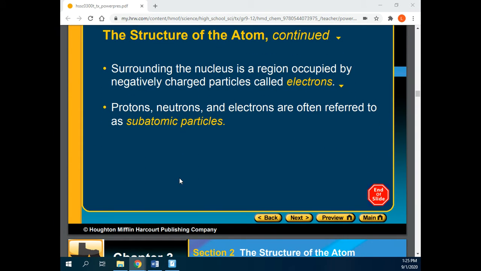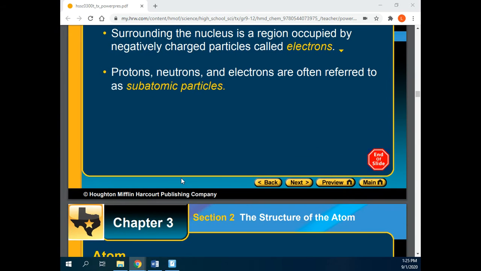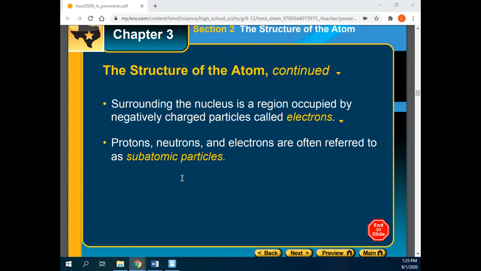Surrounding the nucleus, like orbiting the nucleus, are the electrons. And of course, they're negatively charged. They're also much smaller than protons and neutrons. All those together are called subatomic particles. And again, you will want to write these for your notes. These are not bolded words. They are italic words, and so they are not in your vocabulary. You'll want to jot those down if you want them for Friday.